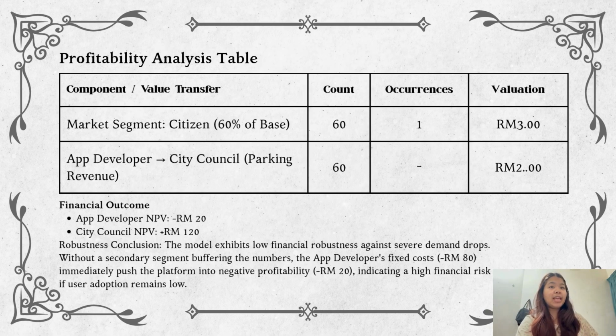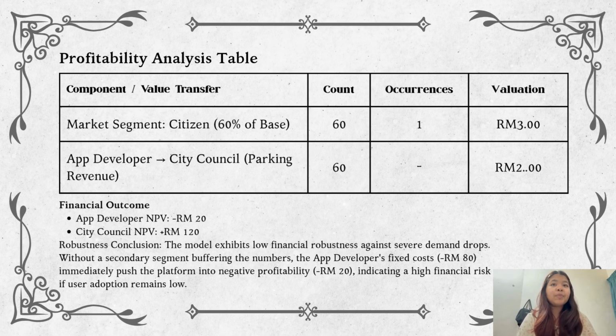Next, for the profitability analysis, there are 60 citizens using the system in this scenario. Since each citizen pays RM3, the total money received by the app developer is RM180. However, the app developer needs to pay RM2 per user to the city council, which means the city council receives RM120 in total. After considering the app developer's fixed operational cost, which is RM80, the final result shows that the app developer's NPV is negative RM20. This means the app developer is making a loss in this scenario. On the other hand, the city council's NPV is positive RM120, meaning the city council still gains revenue from the parking transactions.